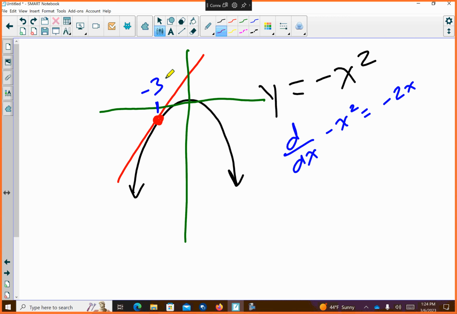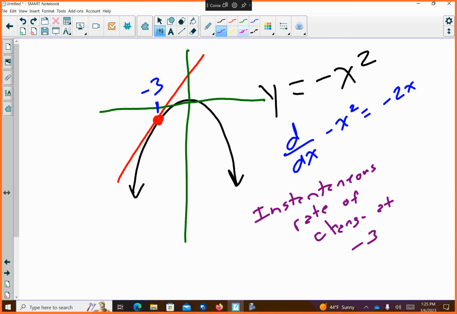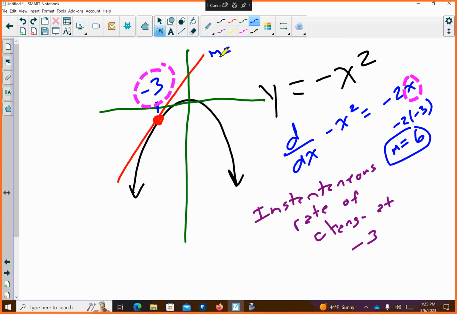And I want to find the instantaneous velocity, or the instantaneous rate of change at negative 3. So all I'm going to do is take this negative 3. Once I do the derivative, I'm going to plug it in. The instantaneous rate of change is negative 2 times negative 3, which is 6. So that becomes my slope of that particular red tangent line at that point. Okay?